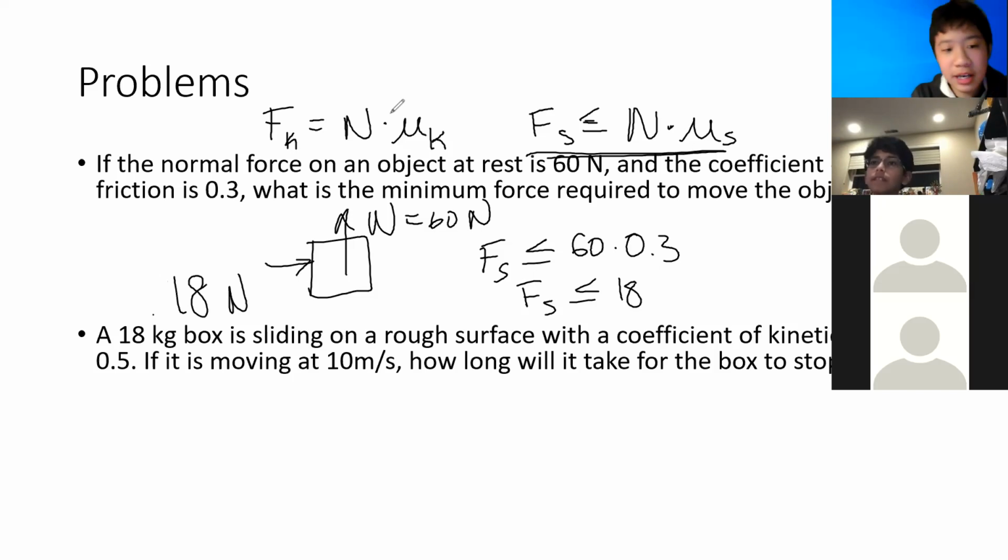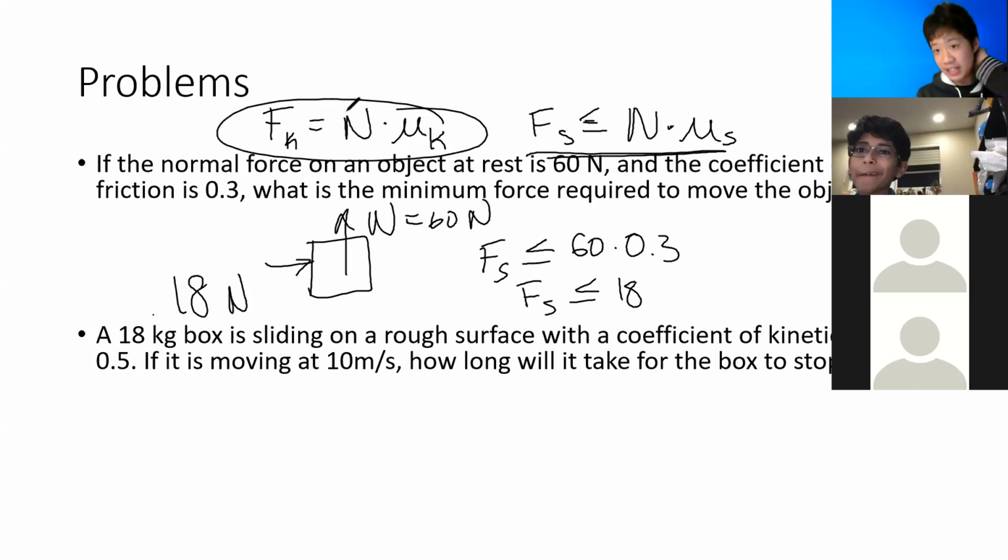Okay, the second one: an 18 kilogram box is sliding on a rough surface with a coefficient of kinetic friction 0.5. If it is moving at 10 meters a second, how long will it take for the box to stop? Well, using our equation here, we can calculate the force of kinetic friction on this object.